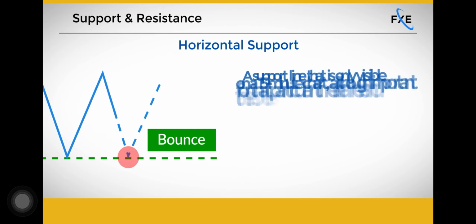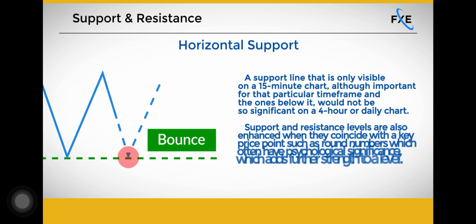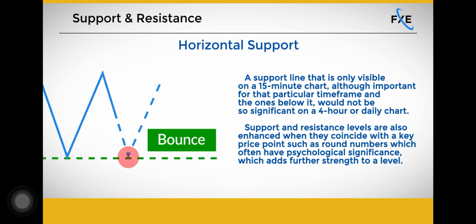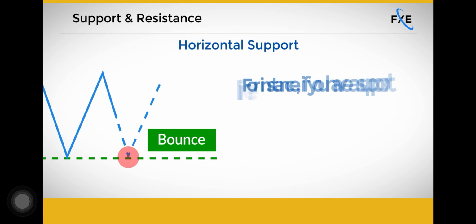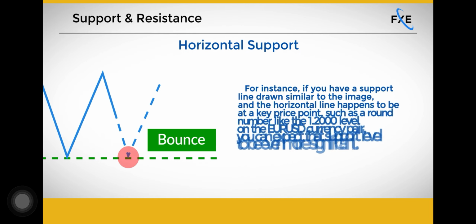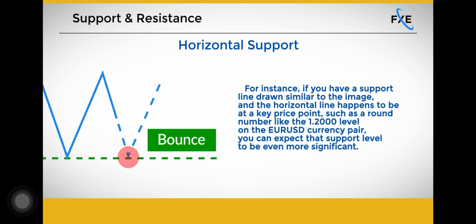A support line that is only visible on a 15-minute chart, although important for that particular time frame and the ones below it, will not be so significant on a 4-hour or a daily chart. Support and resistance levels are also enhanced when they coincide with a key price point, such as round numbers, which often have psychological significance, which adds further strength to the level. For instance, if you have a support line drawn similar to the image on the screen, and the horizontal line happens to be at a key price point, such as a round number like the 120 level on the Euro-USD currency pair, you can expect the support level to be even more significant.